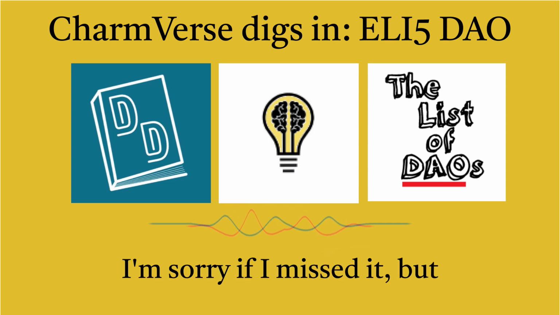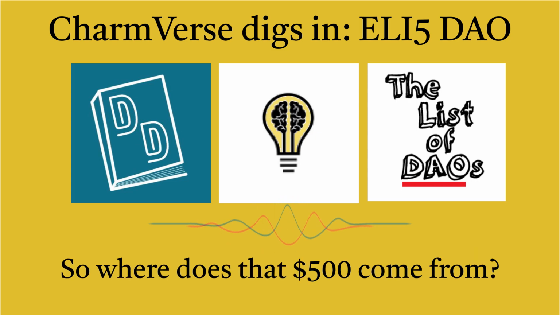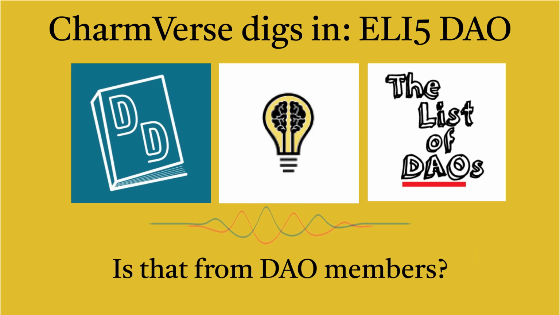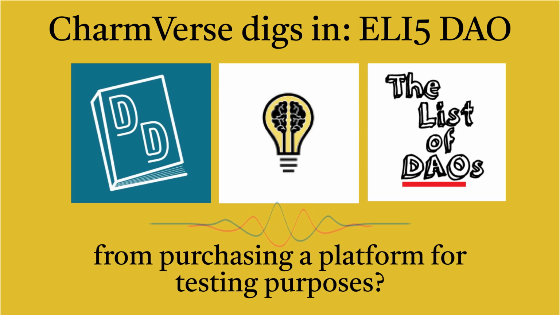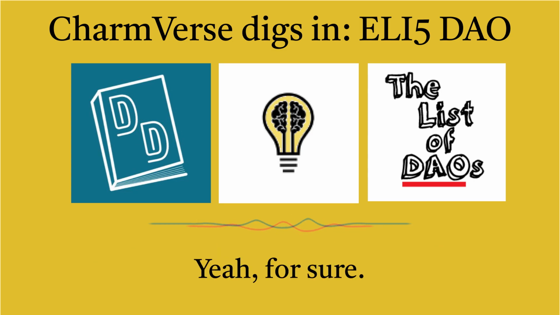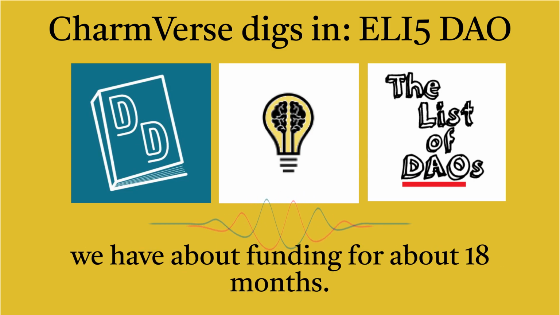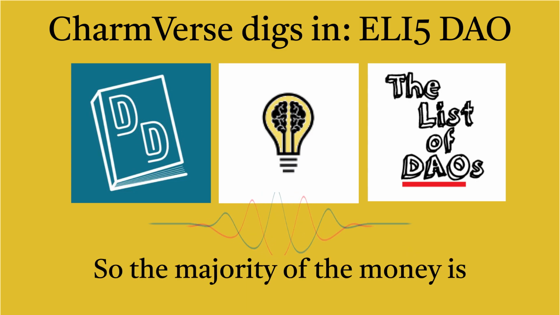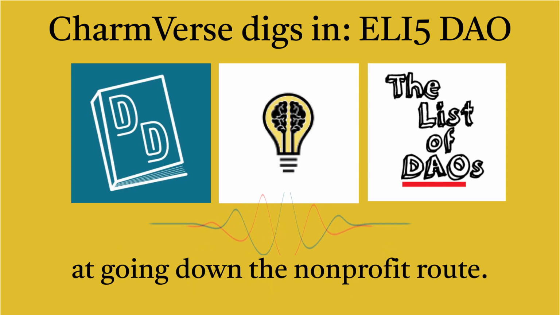And I'm sorry if I missed it, but you said each epoch costs around $500. So where does that $500 come from? Is that from DAO members? What is it going to? Is it from purchasing a platform for testing purposes? Yeah, for sure. We actually got two grants right now, so we have funding for about 18 months. The majority of the money is coming from grants. And we're actually looking at going down the nonprofit route.